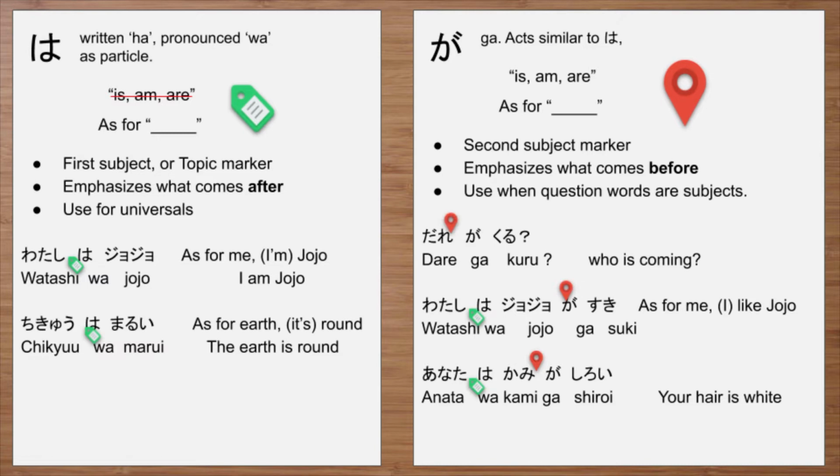Alright. Dare ga kuru? You're marking dare as what you are inquiring about. Watashi wa Jojo ga suki. As for me, I like Jojo. Anata wa kami ga shiroi. As for you, your hair is white. Or simply translated, your hair is white. Hair isn't always white, but the earth being round is pretty much universal, so we'll note the use of wa and ga here.